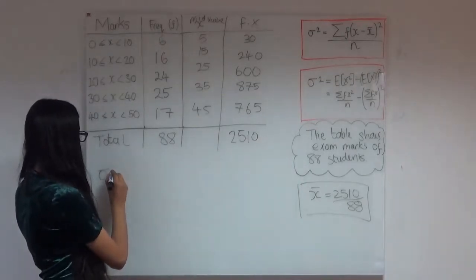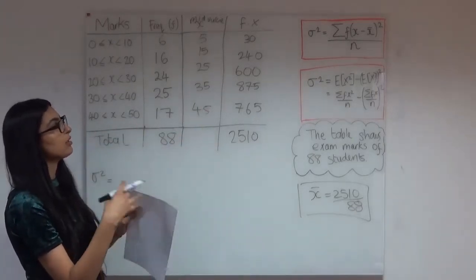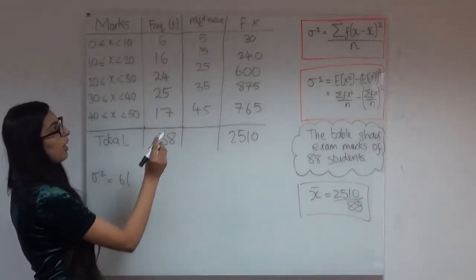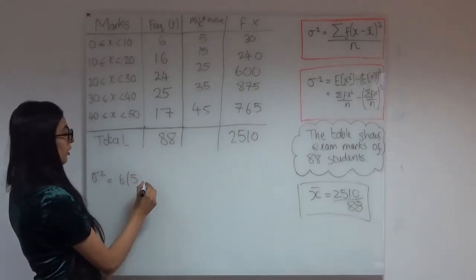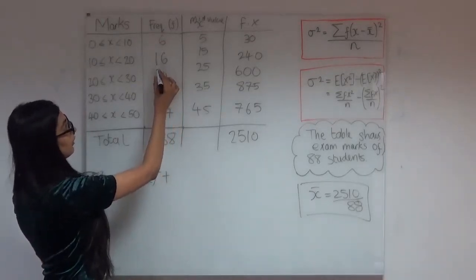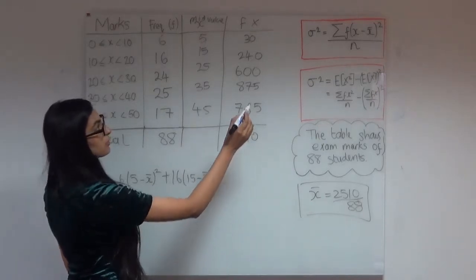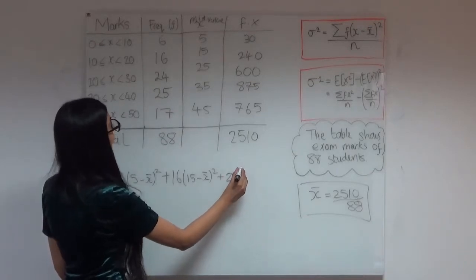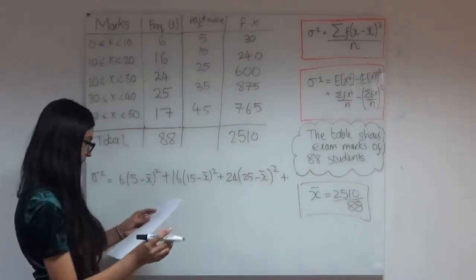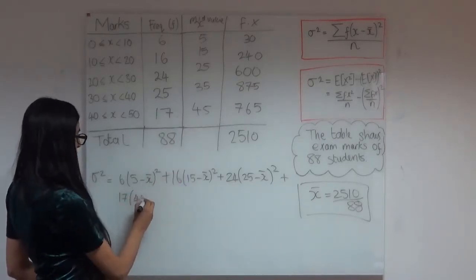Now it's just plugging in the numbers. Variance is equal to frequency multiplied by x minus x bar squared, all over n. Firstly, you'll have 6, which is the first frequency, times the x value that corresponds to that row, 5, minus the mean of x, squared, plus, as it's a summation, you carry on. The frequency 16 multiplied by the x value 15 minus x bar squared, plus the next one, which is 24, and the x value 25 minus x bar squared, plus the next one, which is 17, the frequency, and the corresponding x value, 45 minus x bar squared.